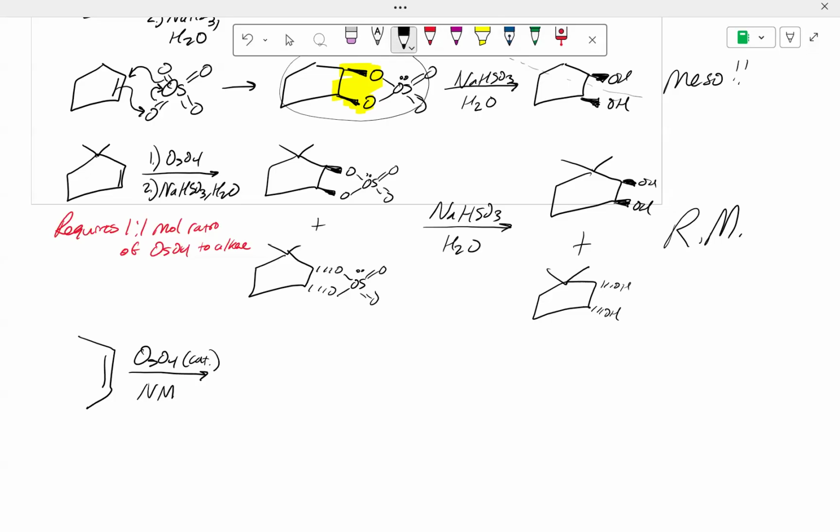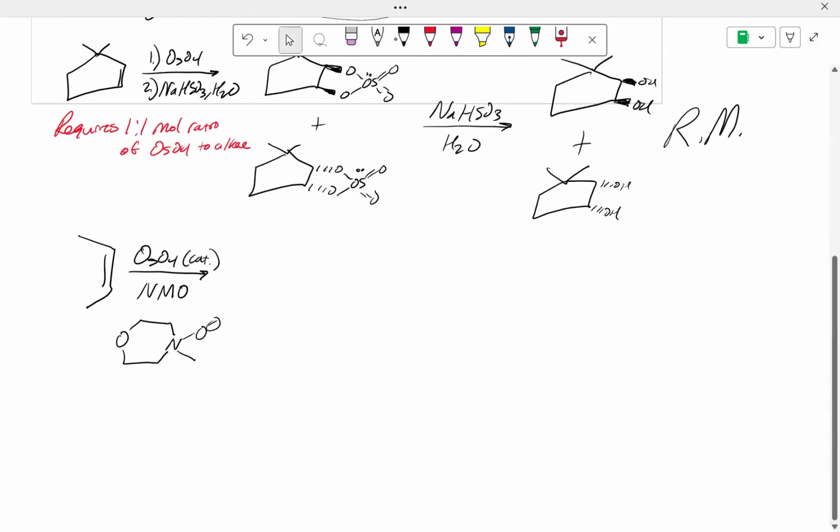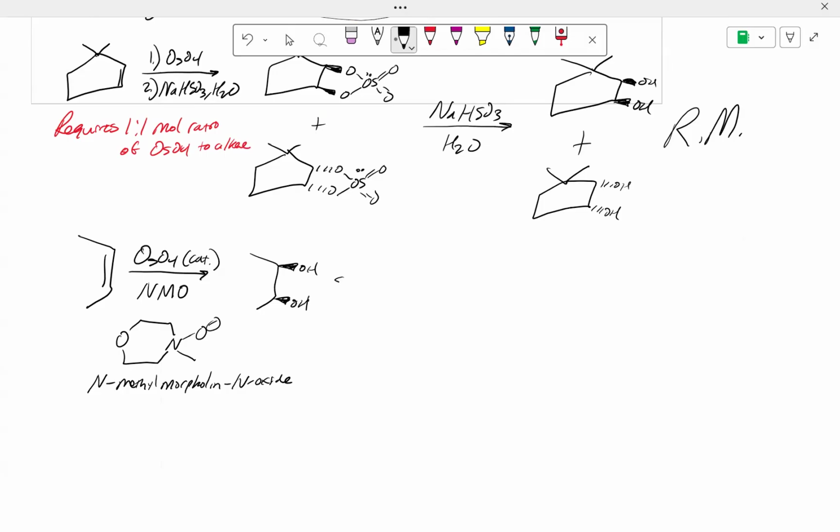And then another compound called NMO, which is an oxidant. This is the structure of NMO. You don't have to memorize it, just know the acronym. But if you're interested in what it looks like, this is the structure. The name is N-methylmorpholine N-oxide. And it does the same thing. It does a syn addition of two OH groups. You just don't need as much osmium tetroxide.